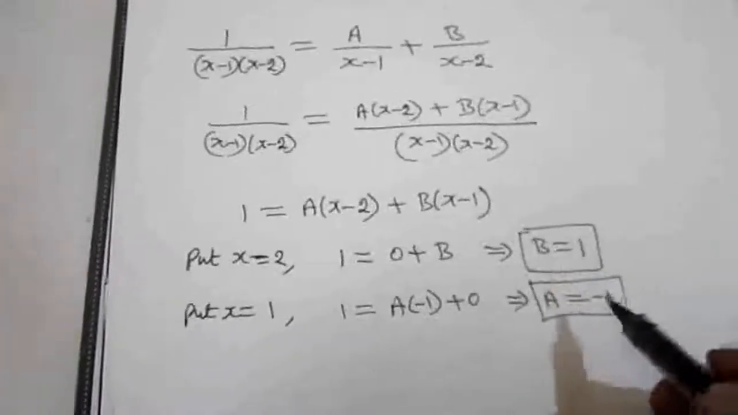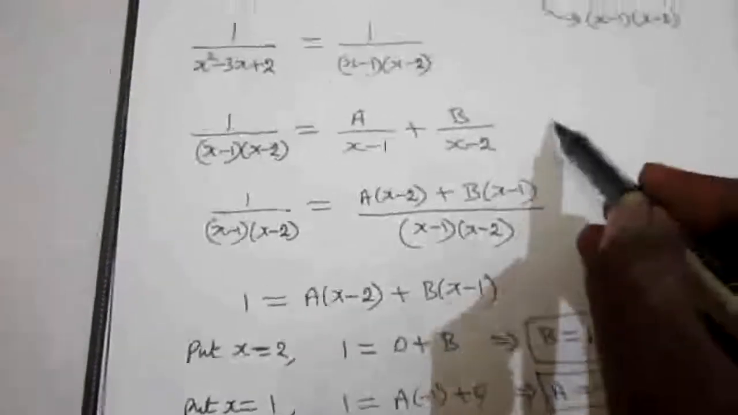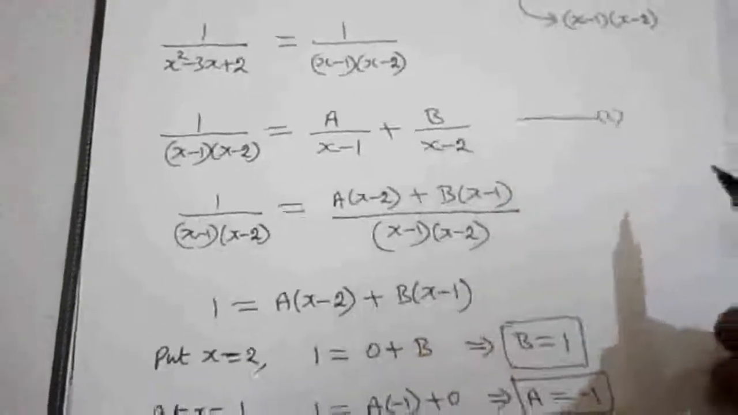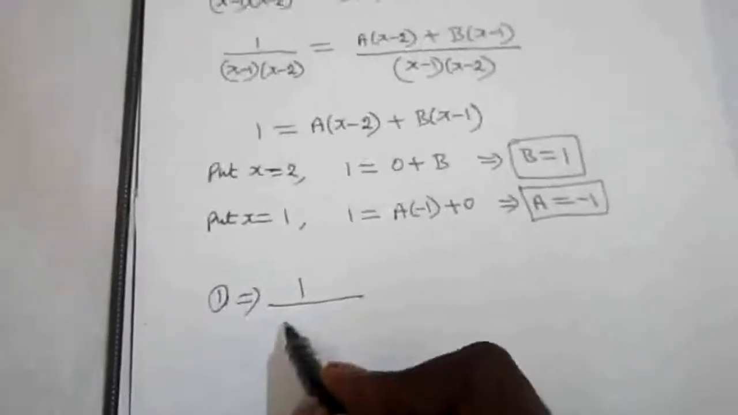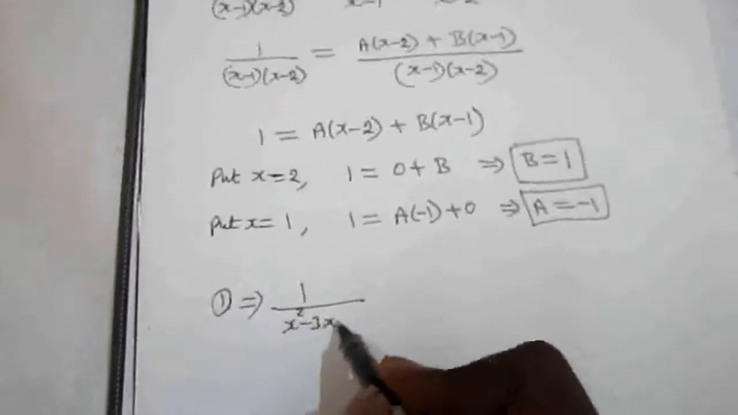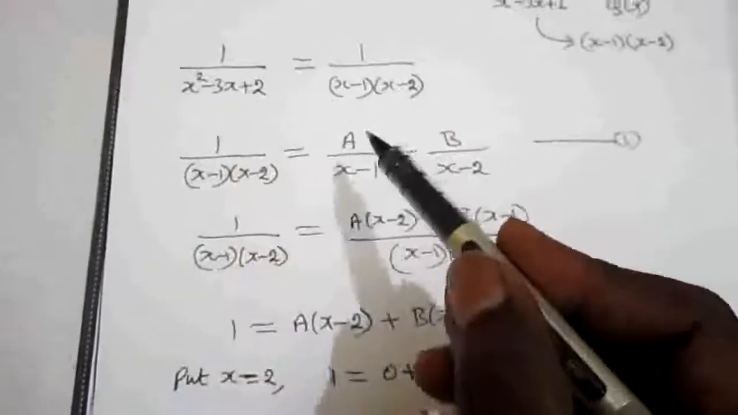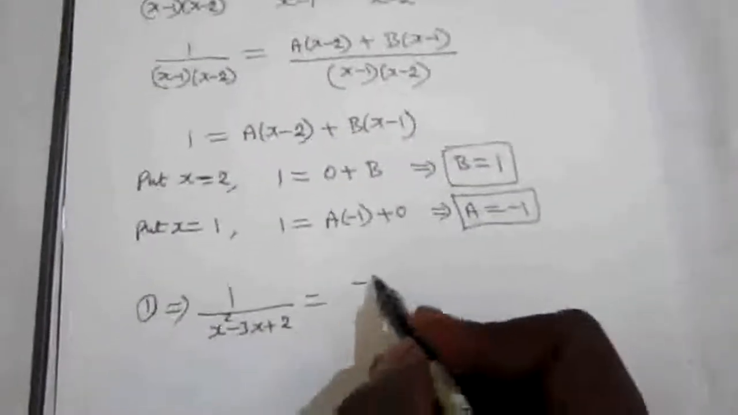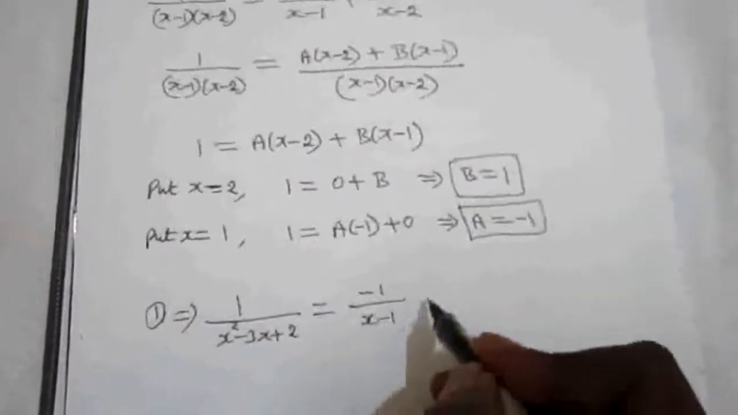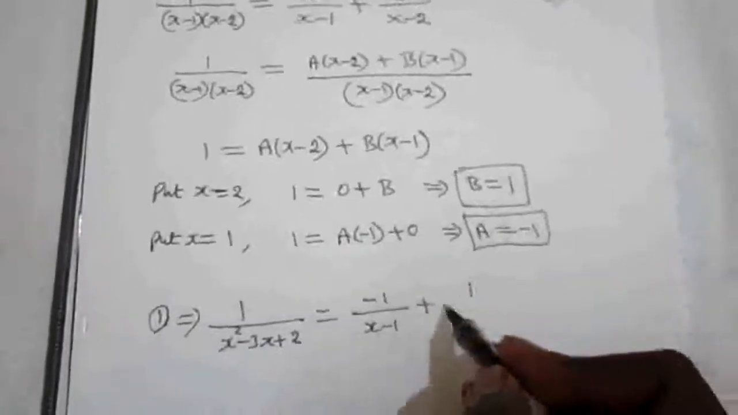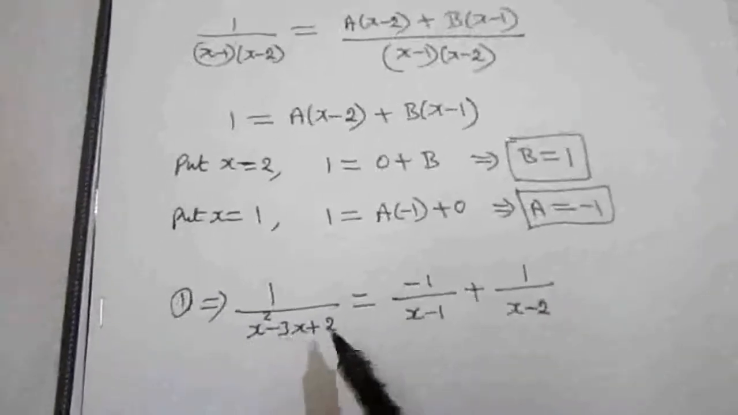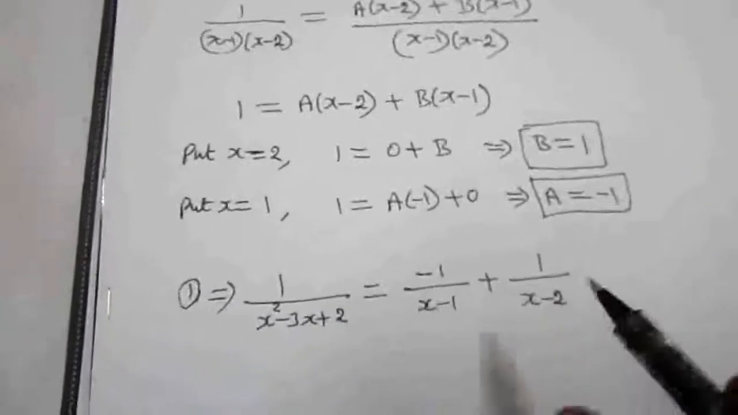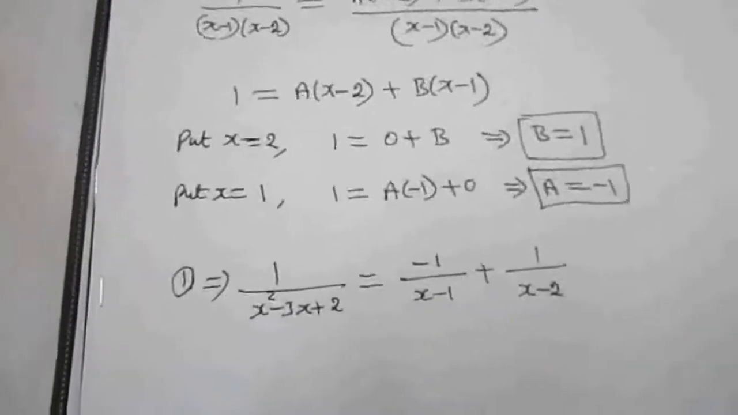Substituting these two a and b values in 1, we get 1 by x square minus 3x plus 2 is equal to, both are equivalent terms, a value is minus 1, so minus 1 by x minus 1, and b value is 1, so 1 by x minus 2. So now the integrand function is factorized into two terms by the partial fraction method. Now I am going to integrate.